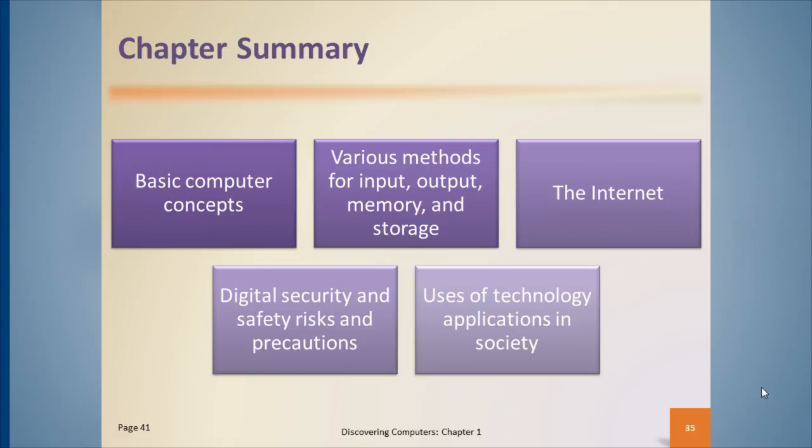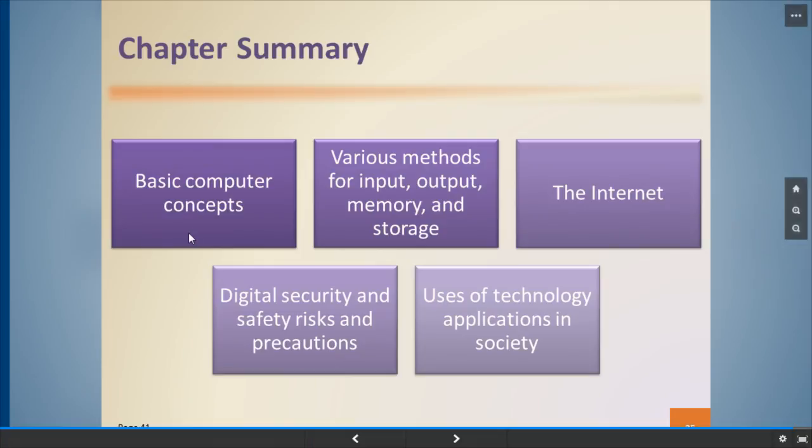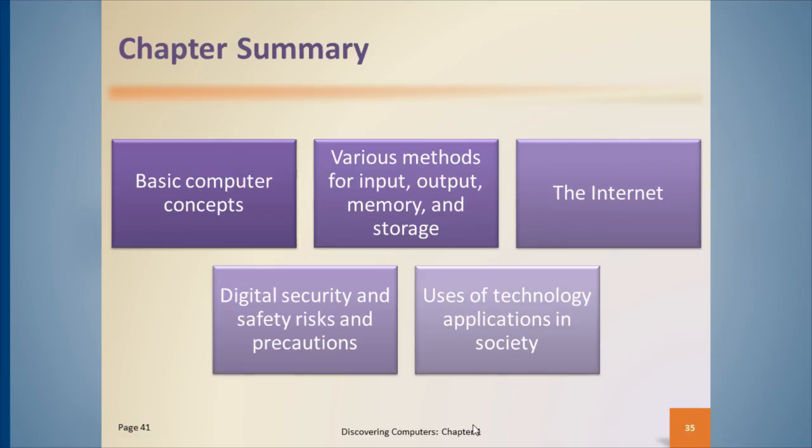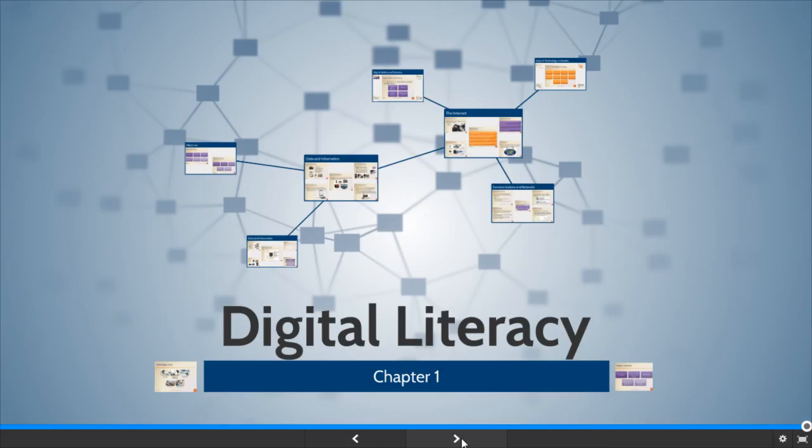But in this chapter, we talked about basic computer concepts. We talked about the IPO model, input, processing, output. We talked about memory and storage. We talked about the internet and the distinction between the internet and the World Wide Web. We talked about some of the issues related to technology in terms of security, in terms of safety, in terms of effects on the environment. And then we talked about the uses of technology applications in society and the different fields that are affected, the different types of users that we have, things like that. So that is that chapter in a nutshell. It's a pretty straightforward chapter, I think, over digital literacy.